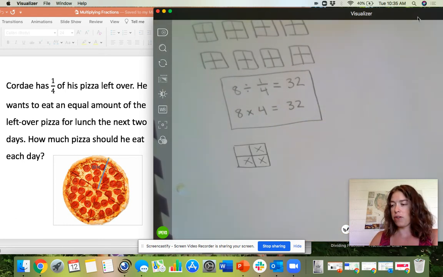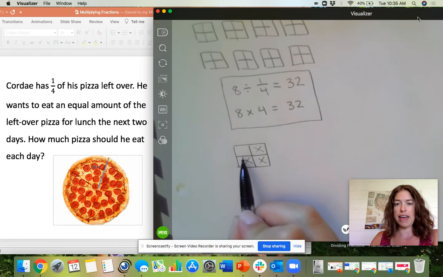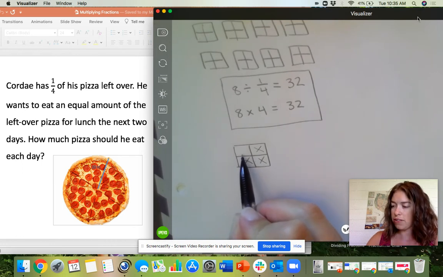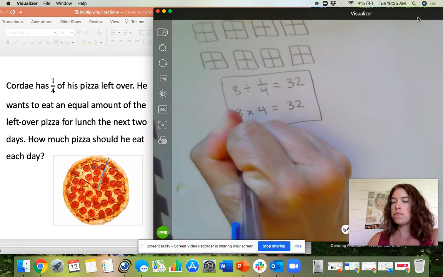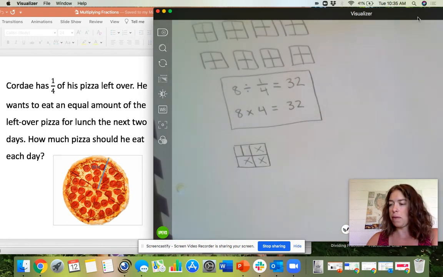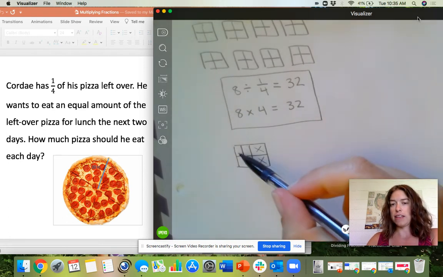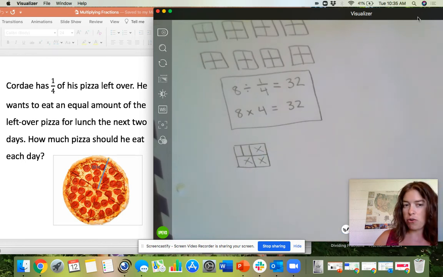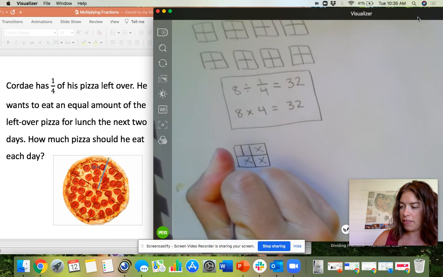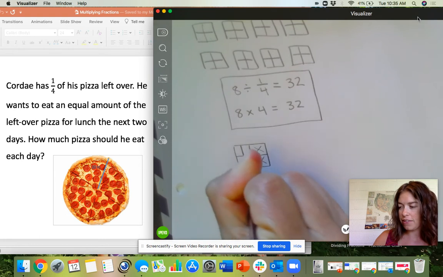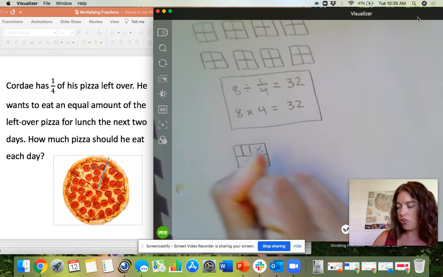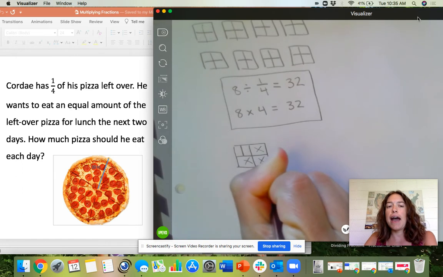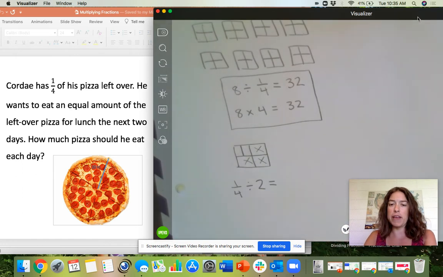I just want to focus on this 1/4 of the pizza that he has left. And he wants to eat this evenly over 2 days. So we need to split this. And we said, well, he could eat a little bit Monday and then a little bit on Tuesday. And so we were trying to figure out, well, if Corday has 1/4 of a pizza and he's dividing it by 2, how much pizza, or what fraction of the whole pizza, can he eat each day?